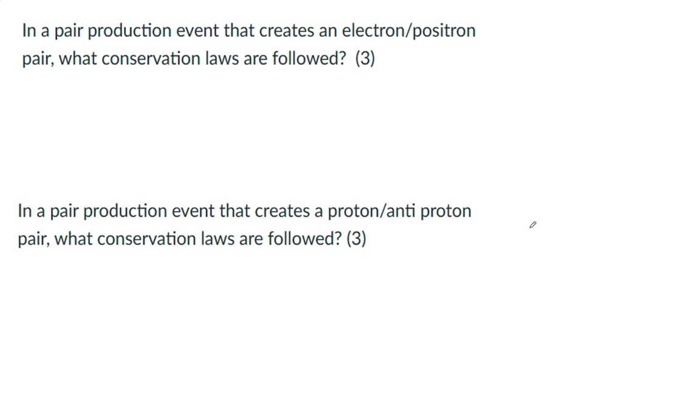And then for the pair production events, it creates an electron-positron. What conservation laws are followed? Well, to understand, you've got a photon, right? The photon comes in and goes next to a nucleus. It creates an electron and a positron, right?